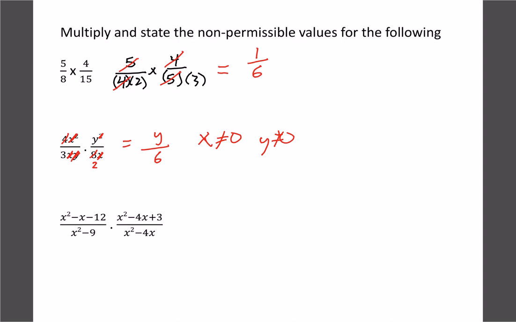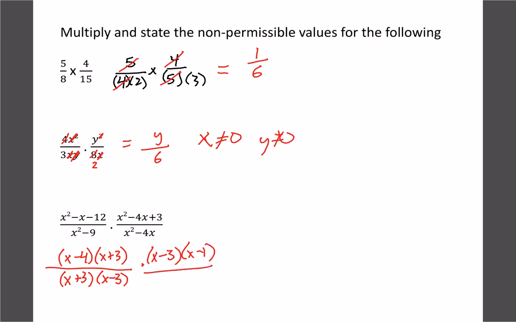So for this first one, if we factor the tops, we would have 4 and 3. So we want minus 4 and plus 3. That'll give us the correct sum and product on the top. For our bottom, we have x squared minus 9, so we want plus 3 and minus 3 to give us a sum of 0. Then we do the same thing for our second fraction. We'd have minus 3 and minus 1, which add up to negative 4. And then on the bottom, we just want to factor out an x, so we'd have x minus 4.